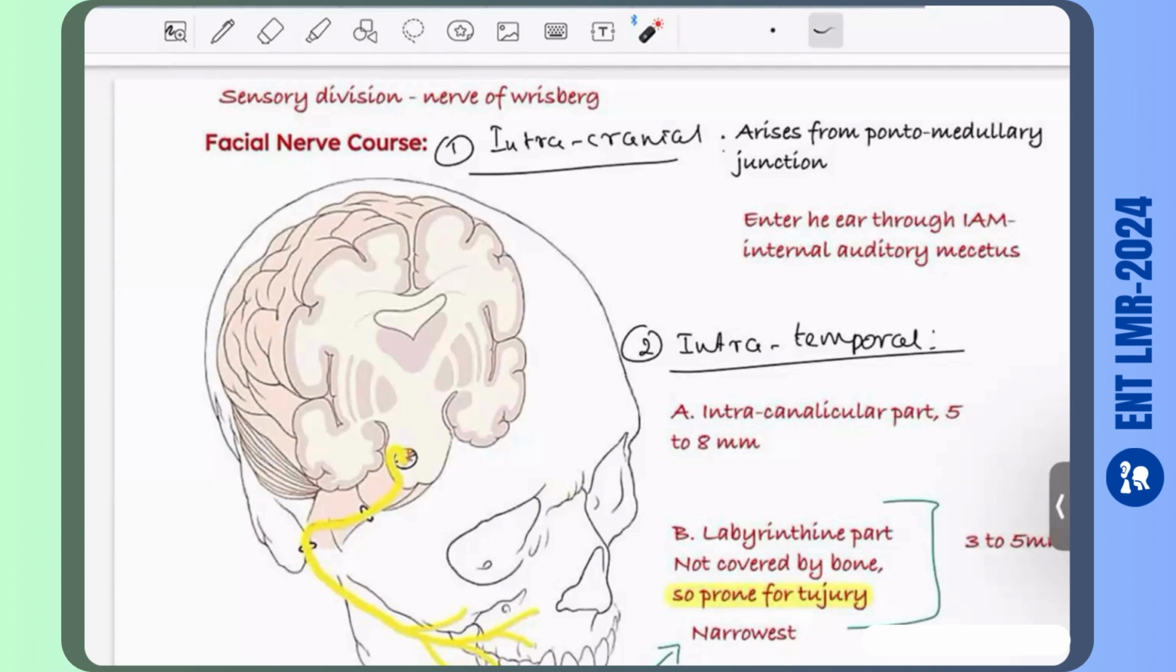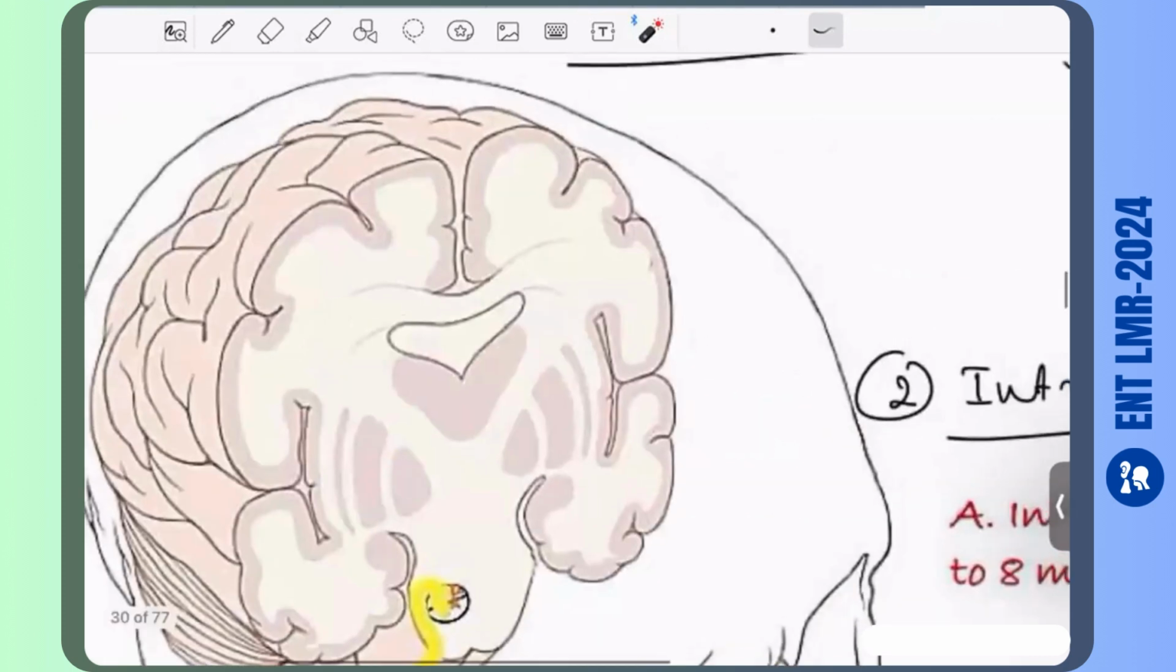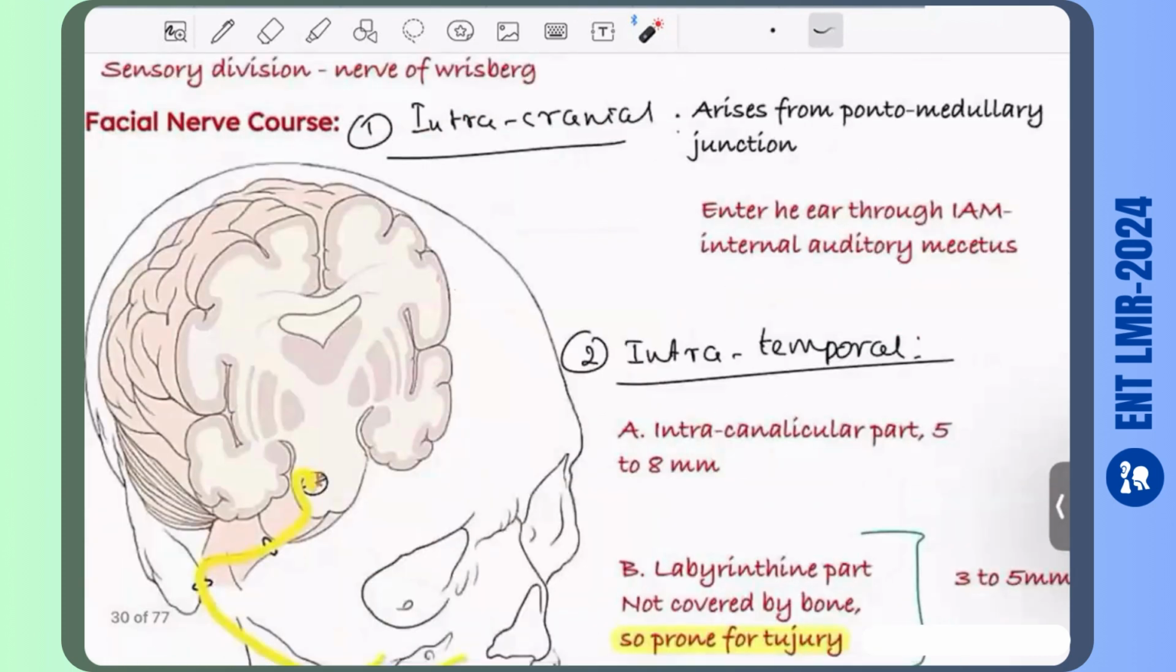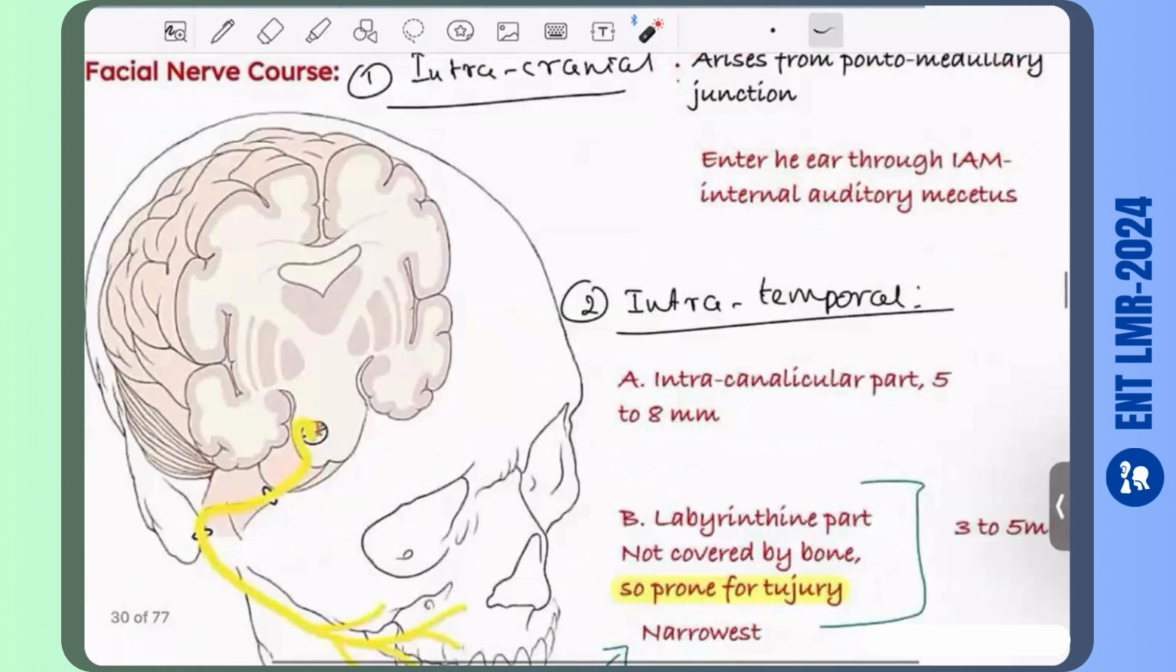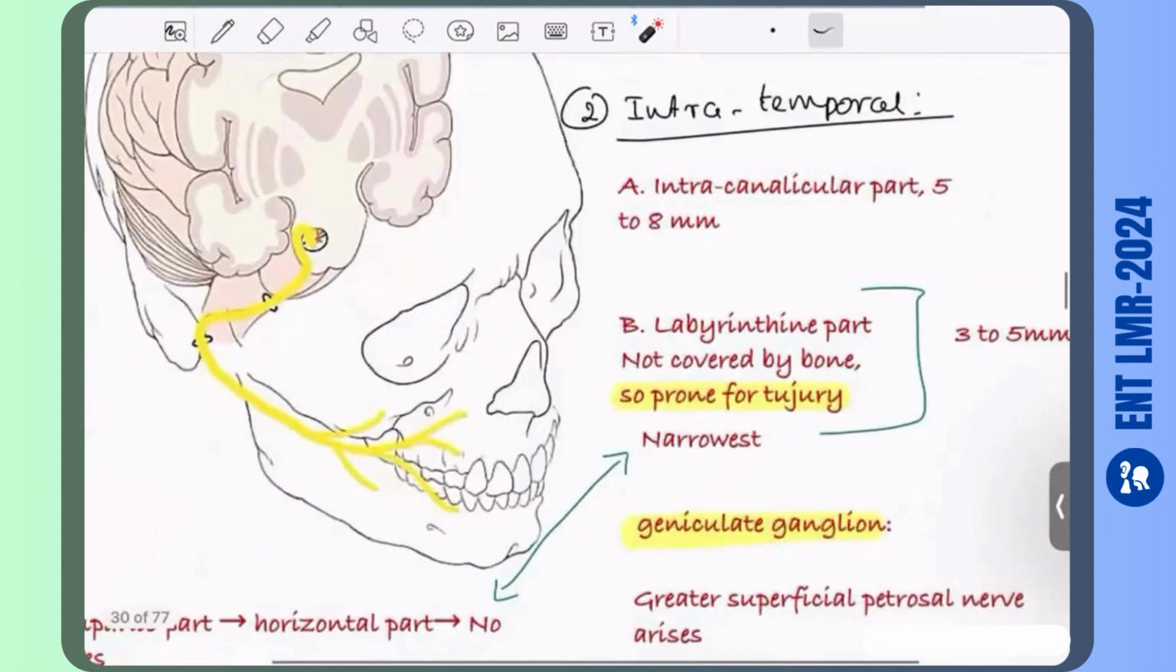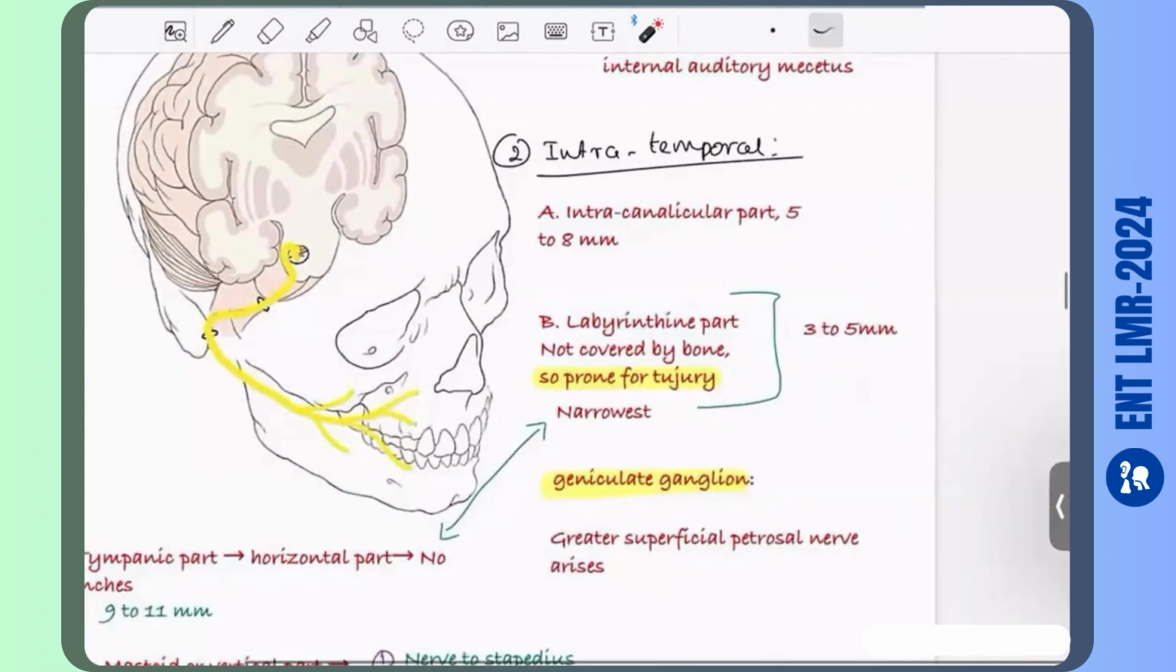First, the intracranial course: it arises from the pontomedullary junction. Then it enters the ear through the internal auditory meatus. Then the intratemporal course has 4 parts. The first one is the intracanalicular part, which is 5 to 8 millimeters in length. Then the labyrinthine part, which is not covered by bone, so it is prone to injury. It is the narrowest, and is 3 to 5 millimeters in length.